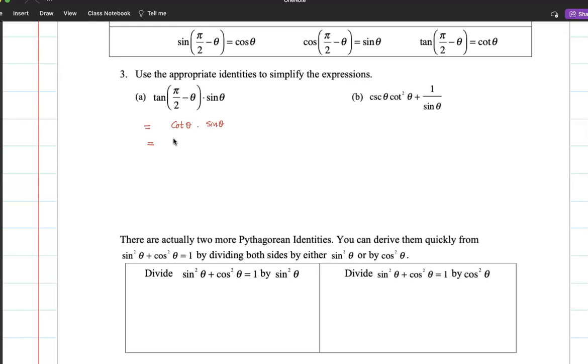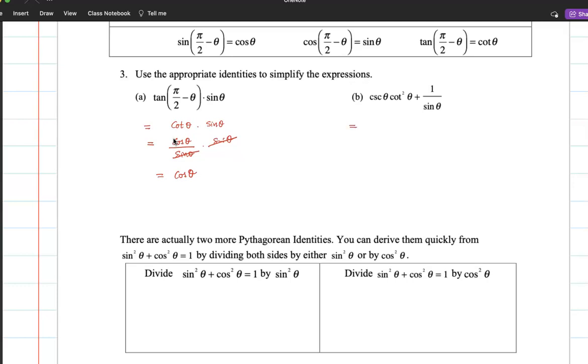So what's your cot theta? Cot theta is cos upon sine, in terms of cos and sine, because you're not doing the unit circle. It's just muscle memory. Times sine, and then they cancel, so you get cos. That's how you simplify: convert everything into sine and cos. These are your basic building blocks, the amino acids.